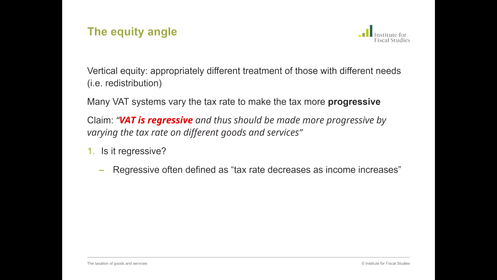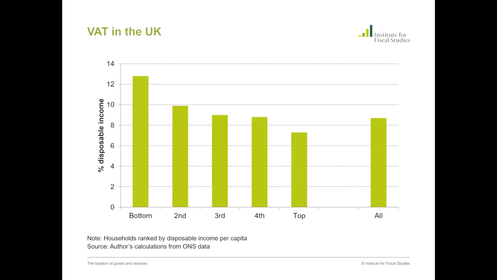So let's take that definition and look at VAT payments in the UK. Here we have five quintiles of the income distribution in the UK, and VAT payments plotted for each one as a proportion of household disposable income. And we see that on this definition, VAT appears to be very regressive, with the poorest households spending around 13% of their income on VAT, and the richest households more like 7.5%.